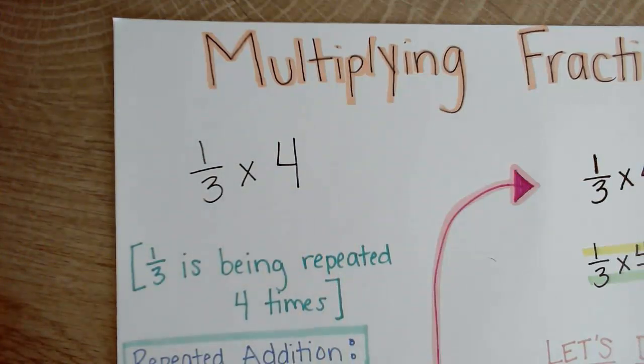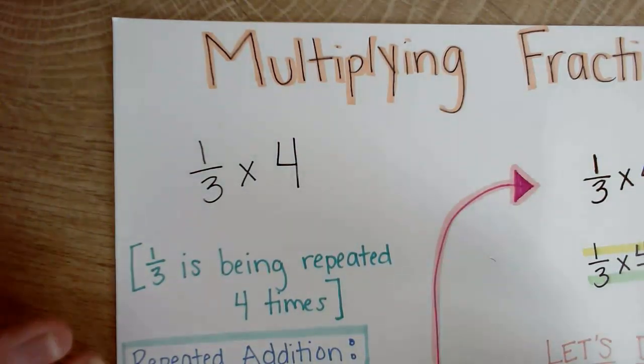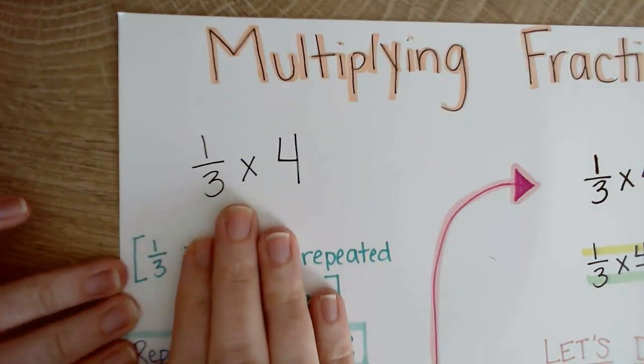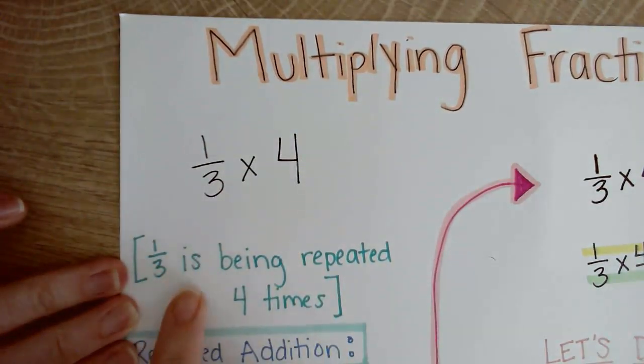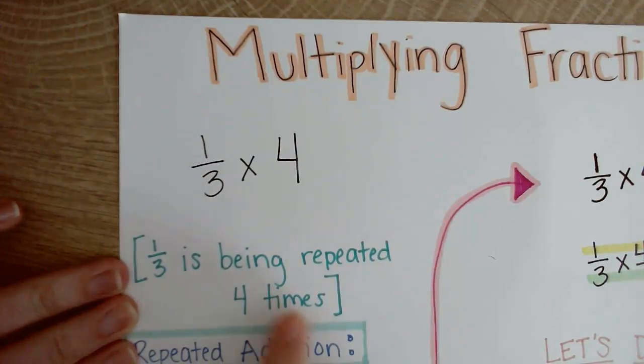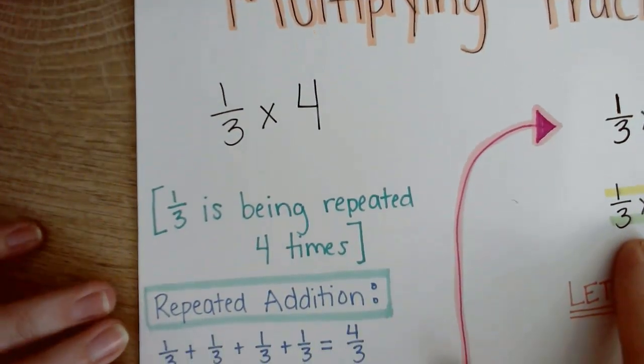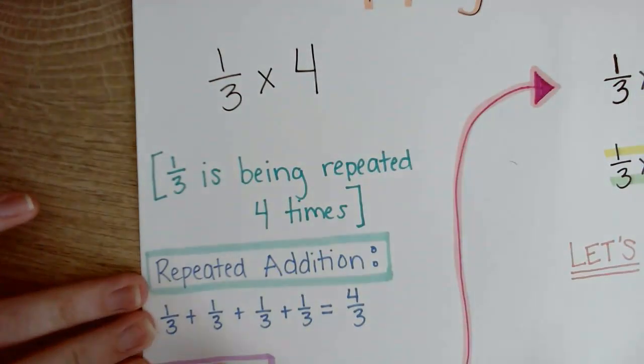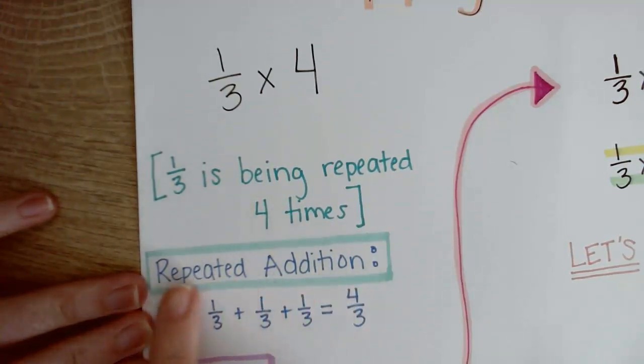Now in order to be successful in doing this, you definitely have to have those foundational fraction skills. So when you look at this, you should be able to recognize that this is 1/3 being repeated 4 times. So we can represent that with repeated addition. 1/3 plus 1/3 plus 1/3 plus 1/3 equals 4/3. This is that very basic, as much as we can break it down.